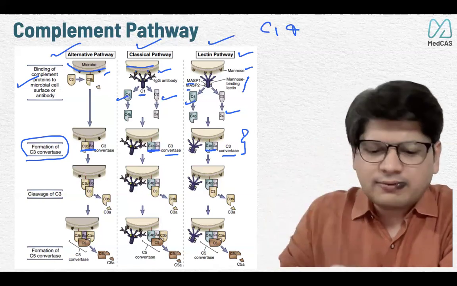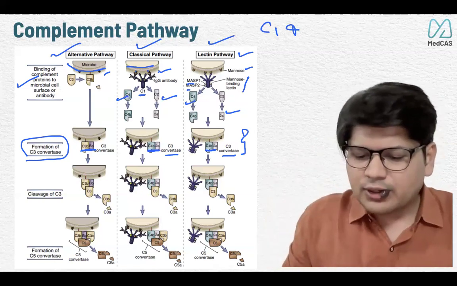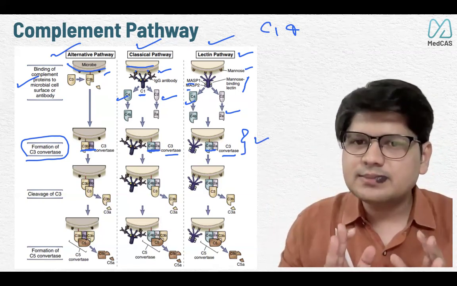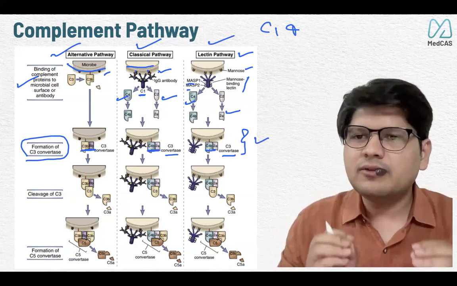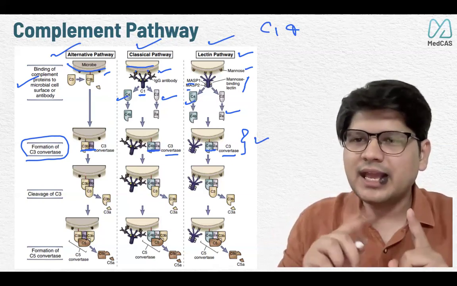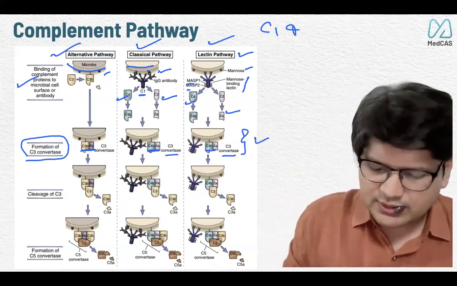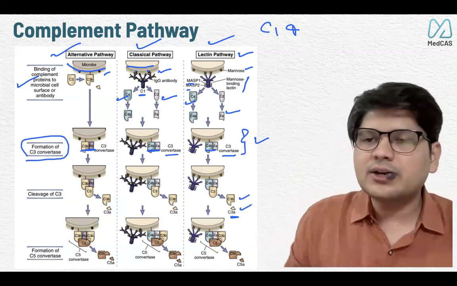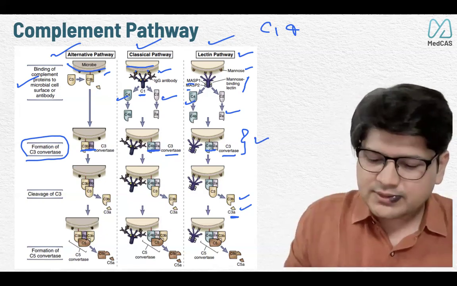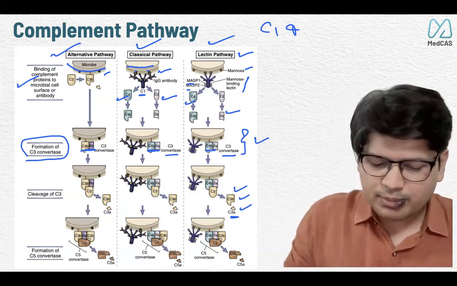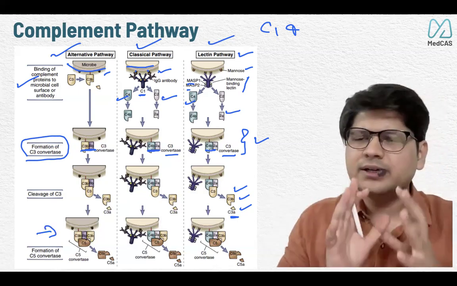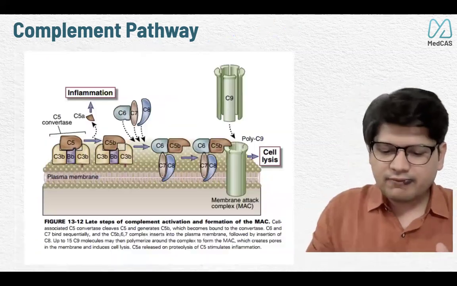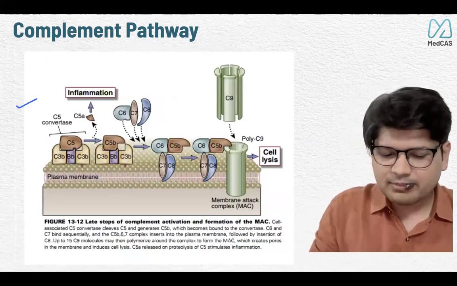The common goal of all these pathways initially was to make C3 convertase. Once the C3 convertase is made, it converts C3 into C3a and C3b, right? So this is C3b and C3a. Now C3a has a definite role to play, we will come to that. And C3b also has a definite role to play, taking the pathway further to make the membrane attack complex. If we go to the next step, this is the next step.